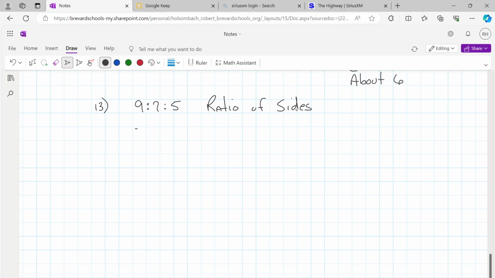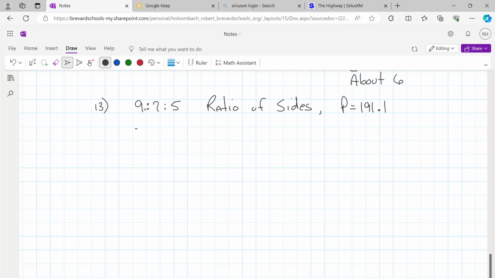Now remember that ratio of sides is different than ratio of angles. If we're working with the ratio of sides, then somebody needs to tell us the perimeter. Okay? The perimeter is 191.1. Find the measure of each side.